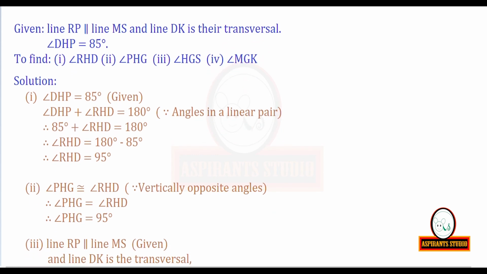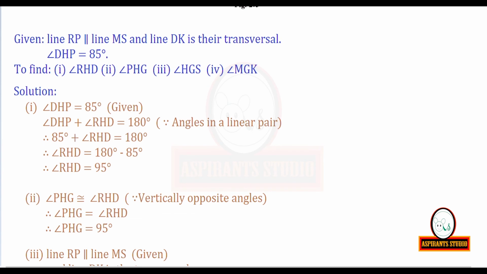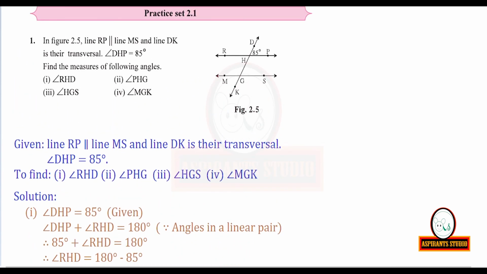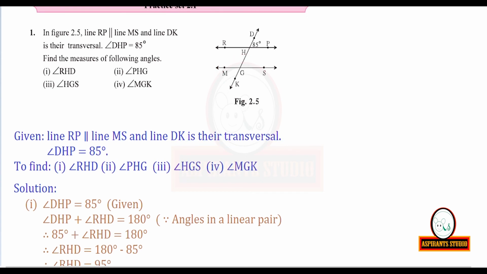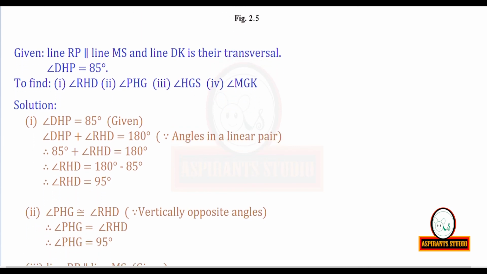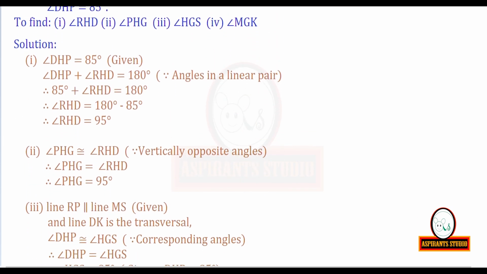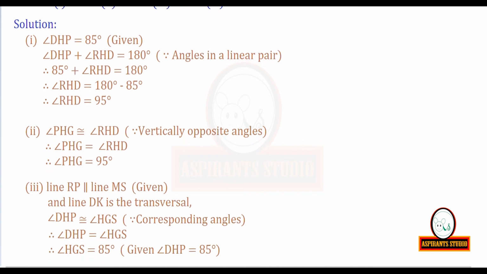Now coming to the second one. Now look at angle PHG and angle RHD in the figure. They are vertically opposite angles. Look at these two angles in the figure. Vertically opposite angles are congruent. That means their measures are equal. So you'll get measure of angle PHG is equal to measure of angle RHD.